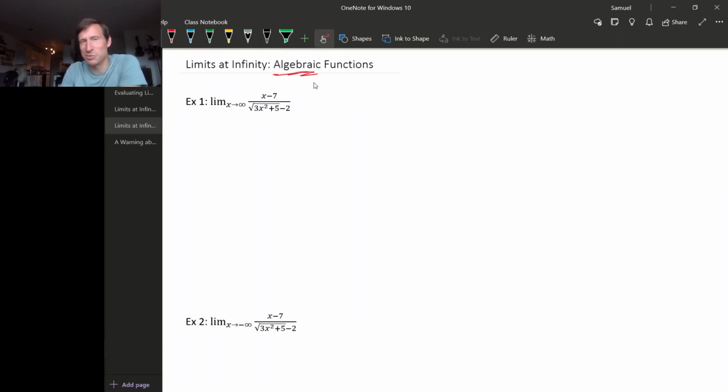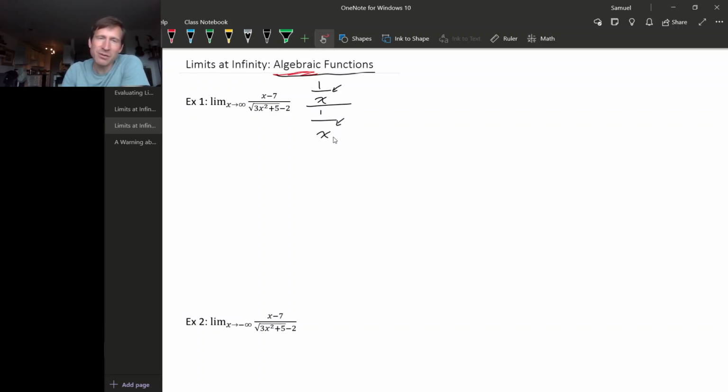Now the thing about algebraic functions is, if you want to know a limit at infinity, since they're so much like rational functions, why don't we use the same trick as we did for rational functions? So multiply the numerator and denominator by some power of x. All we need to do is choose an appropriate power of x to use here.